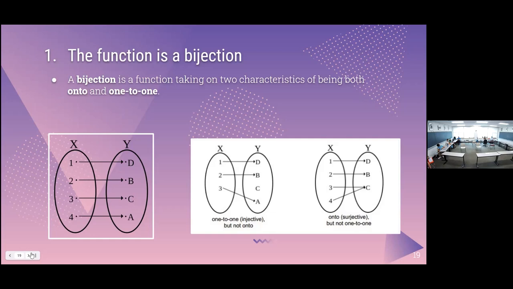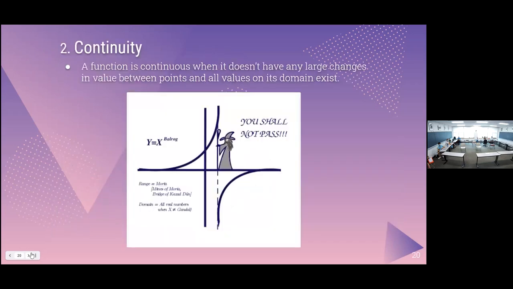Think back to the example of an open set being morphed into a closed set. Because there are no points on the open set that can map to the border of a closed set, the function would not be a bijection. This brings us to our second criteria, which is continuity. So for our purposes, a function is defined as continuous when it does not have any large changes in value between points and all points on the domain exist.